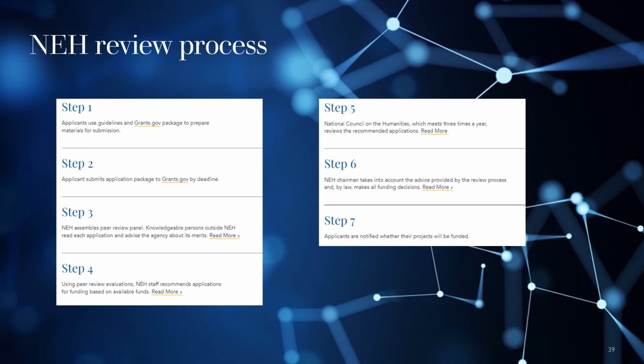After the panels meet and discuss the applications, NEH staff identify a slate of applications, a subset of applications, to recommend for funding based on the peer review input and the amount of funding available. All of the recommended applications across NEH then go to the NEH National Council on the Humanities, which meets 3 times a year, typically in March, July, and November. After the council meets and deliberates, the NEH chair makes final funding decisions. The very last step is when we notify applicants as to whether their projects will be funded.